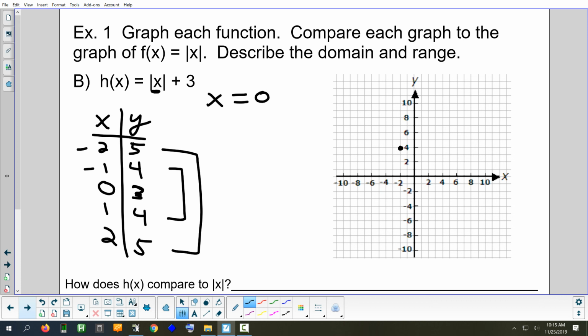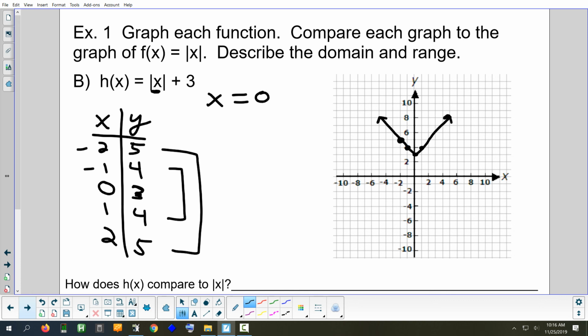-2, 5, that's the first one. -1, 4. That's the second one. 0, 3. And once you get that, it's a mirror image because it's a V shape. 1, 4. And 2, 5. Here is your V shape. I didn't draw it perfect, but you get the idea.